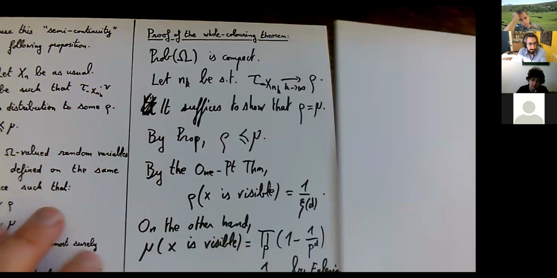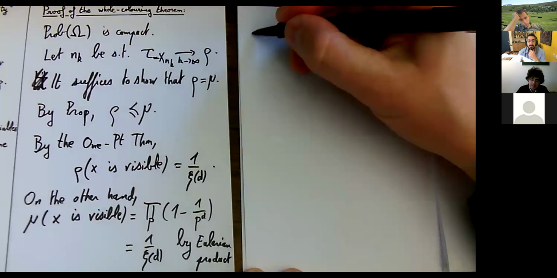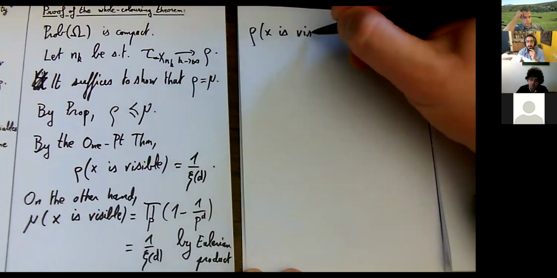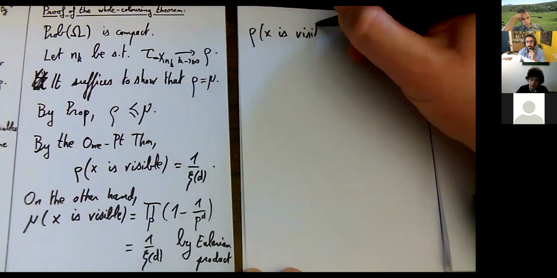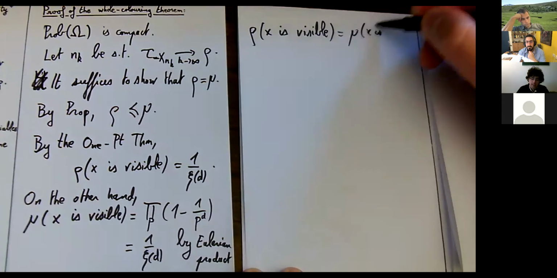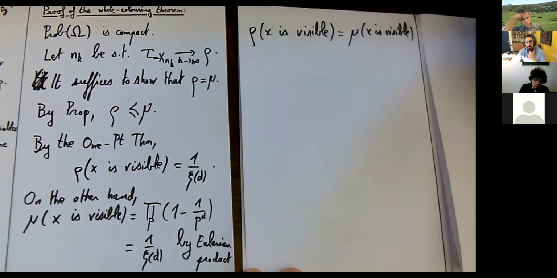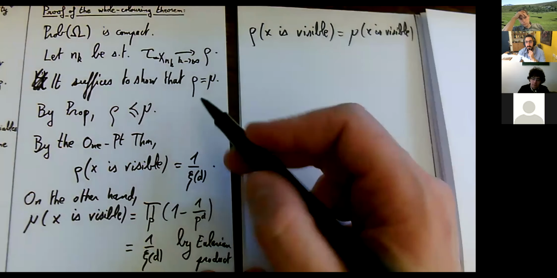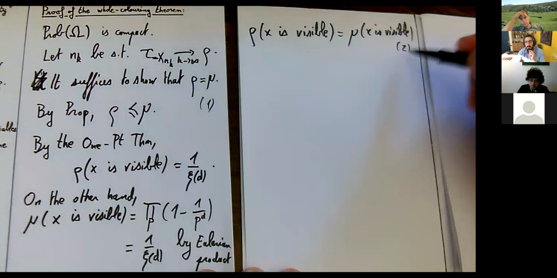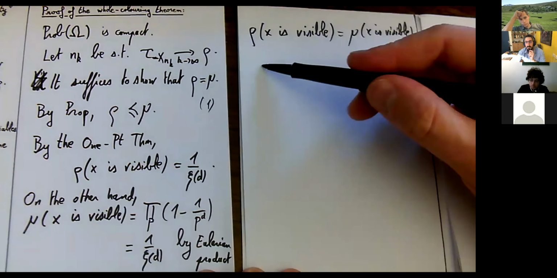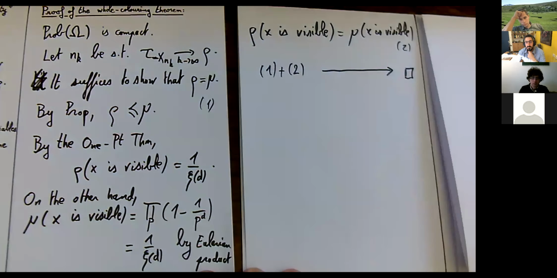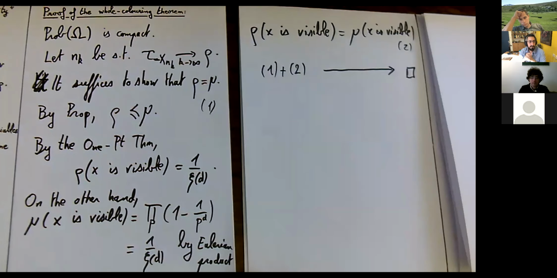Therefore, for any x, the probability that x is visible is the same for rho and for mu. In both cases, we get 1 over zeta d. So I call this condition 1, this condition 2, and by 1 plus 2, we are done. Are there questions about this proof?